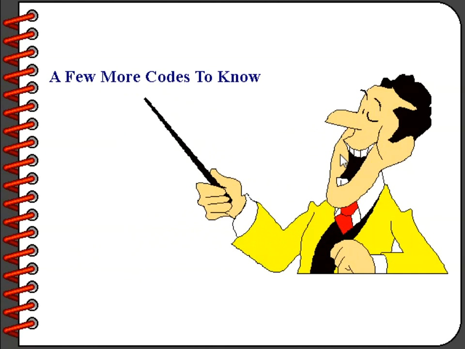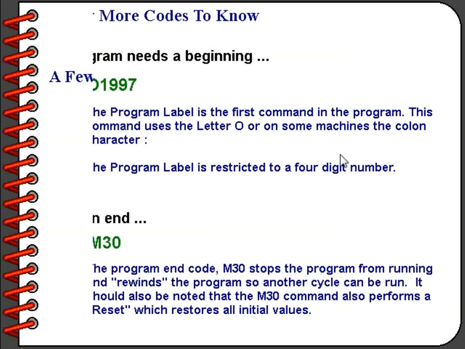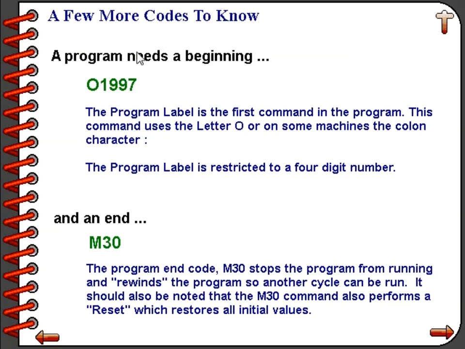We don't know enough codes yet to write a complete program. So in this lesson, we'll learn a few more codes, relatively simple ones, but nonetheless, they'll help us to write a complete program. Every program begins with a program label.